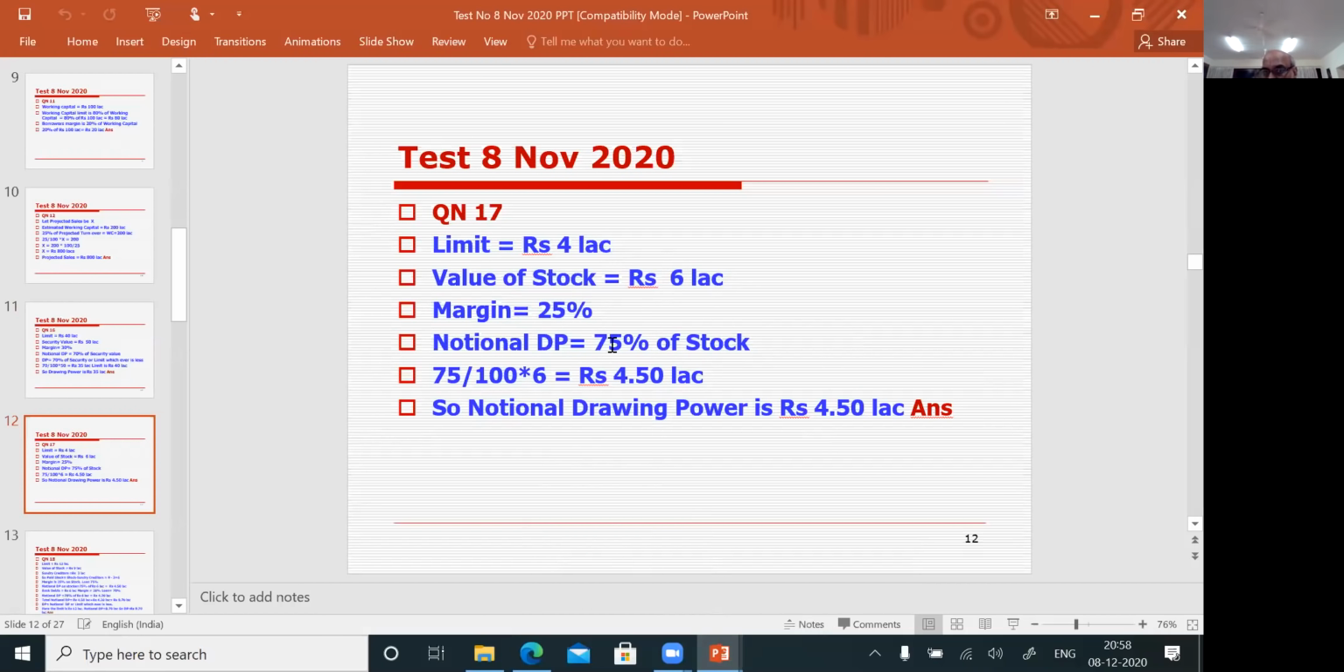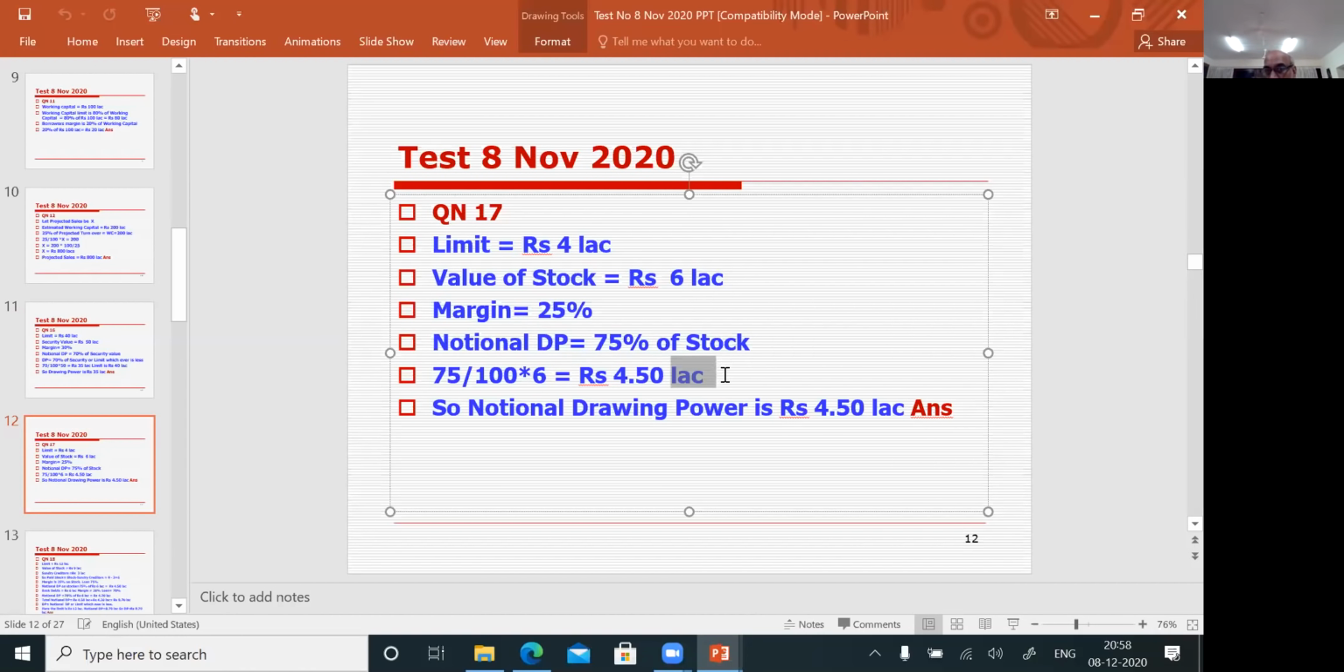After margin, what is the balance on that stock? So notional DP is 75% of stock. So 75% of 6 lakhs is the notional DP. So notional DP is 4.50 lakhs. You see, friends, the notional DP can be more than the limit. The notional DP can be more than the limit, but DP cannot be more than the limit.